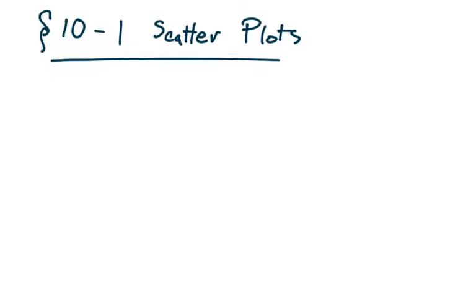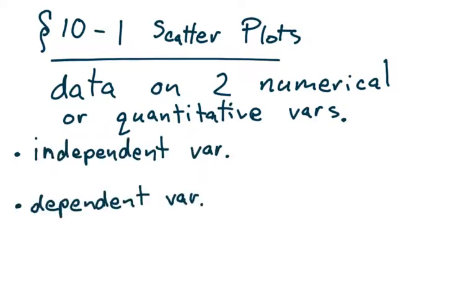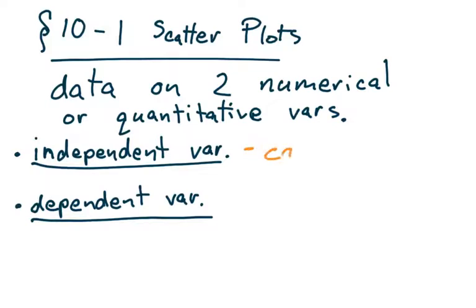So basically, we're going to look at data on two numerical or quantitative variables. These are the independent variable and the dependent variable. And here, the way of distinguishing these is the independent variable can be controlled, and the dependent variable in the statistical study cannot be controlled.